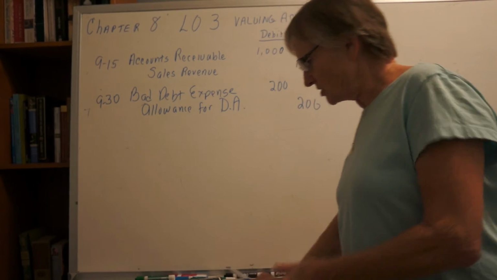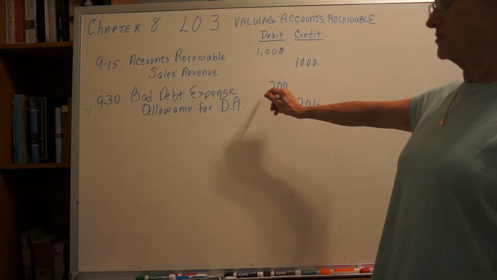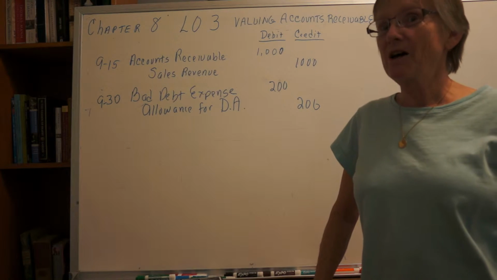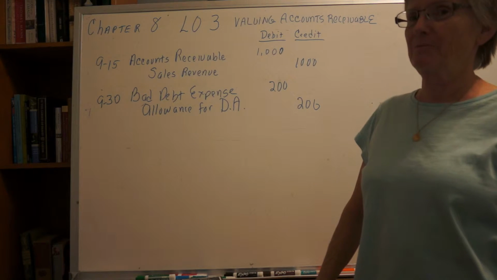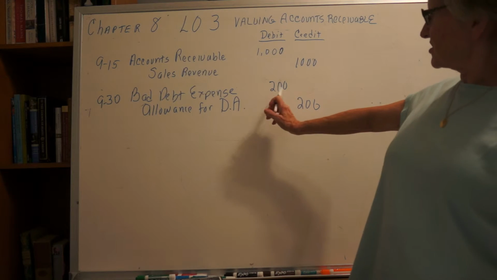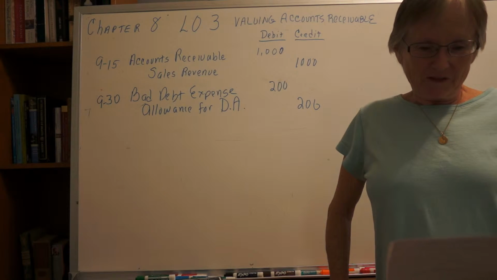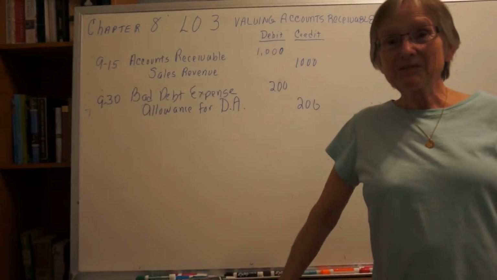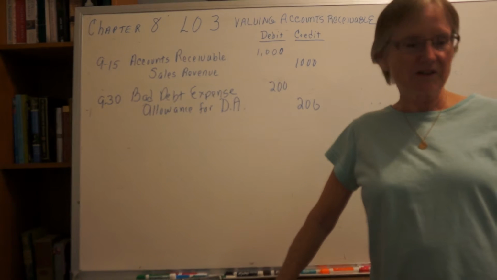Okay, so let's think about this for a minute. We've recorded the bad debt expense of 200, even though none of our customers have not paid yet. This is just an estimate of the amount that we think is going to go uncollected. This 200 of bad debt expense is going to show up like any other expense on our income statement. It's going to be deducted from our revenues. It's going to lower our net income.